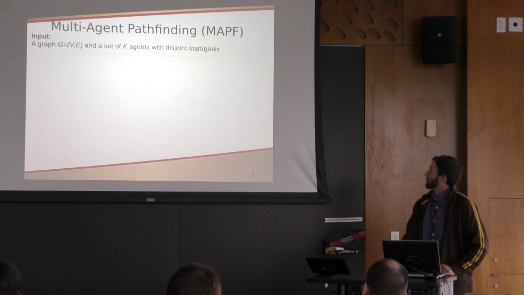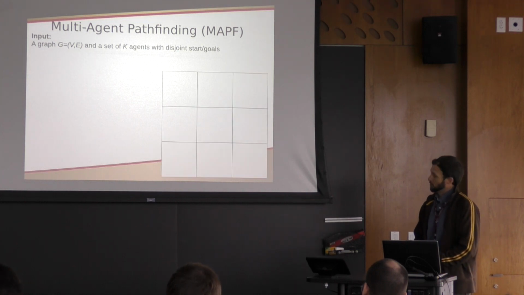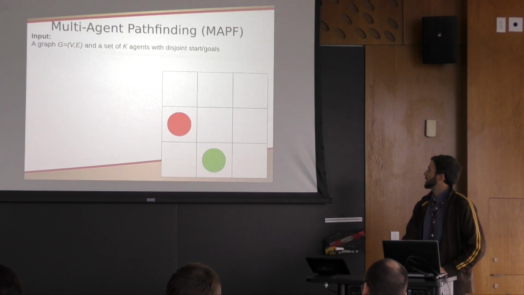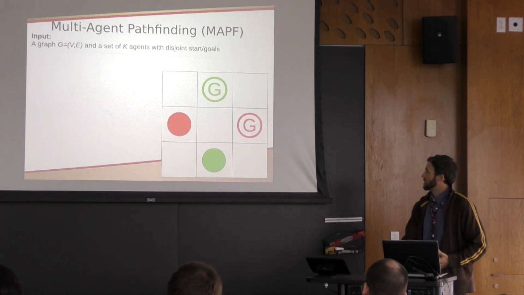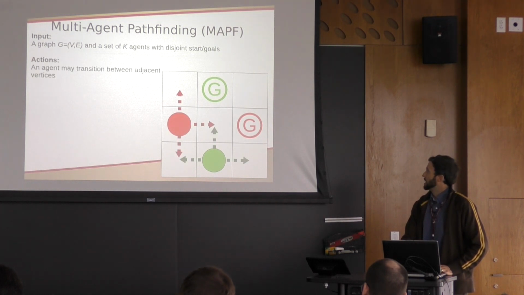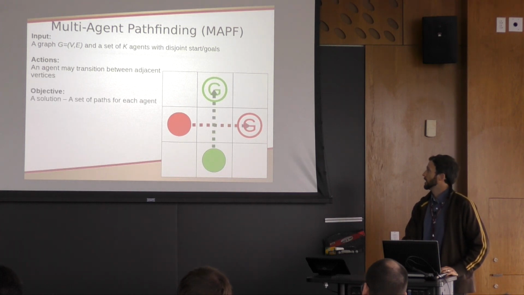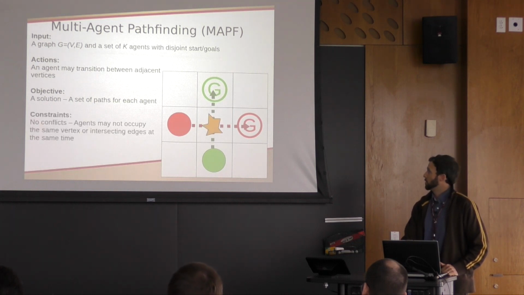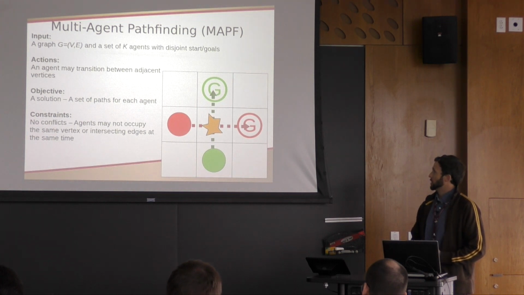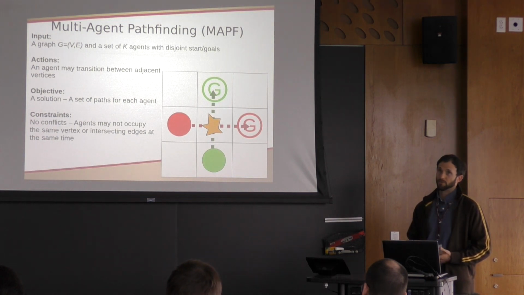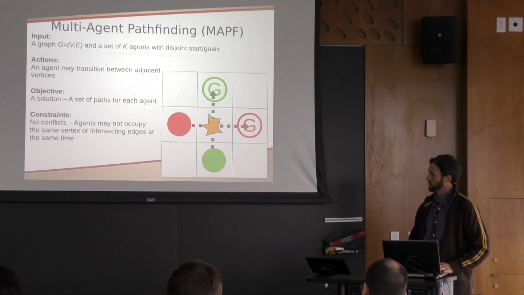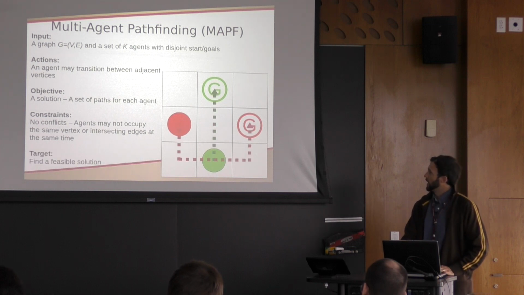In the multi-agent pathfinding problem, we have a graph with a set of agents where each agent has a unique start and goal location. And each agent is allowed to transition between vertices on the graph. A solution is a set of paths, one for each agent. And we don't want any of those agents to come into conflict. That is, they can't be at the same vertex or cross intersecting edges at the same time. And the target is to find any feasible solution.